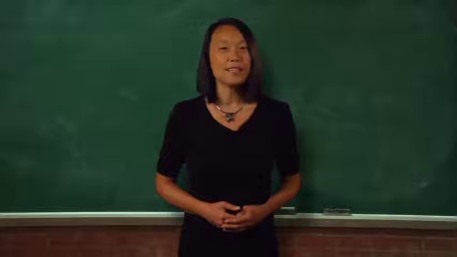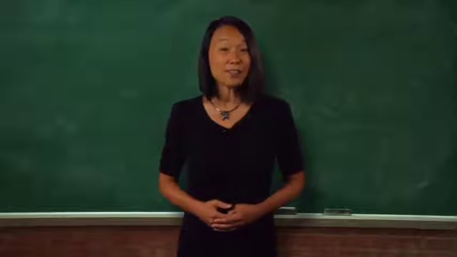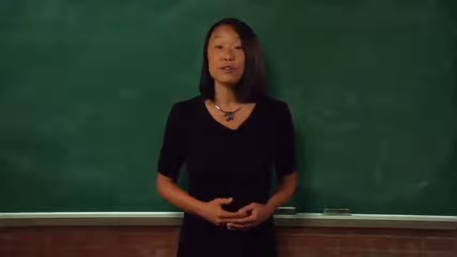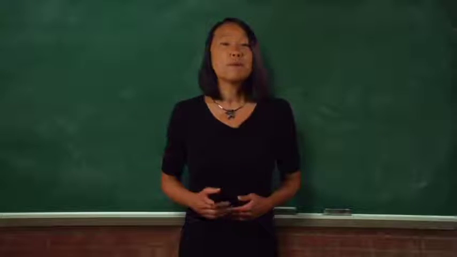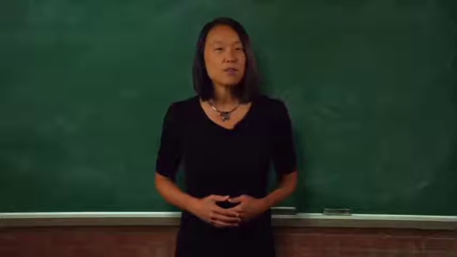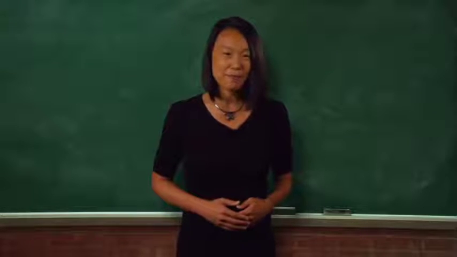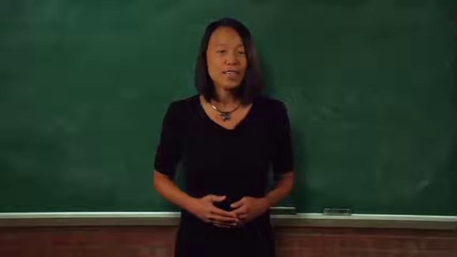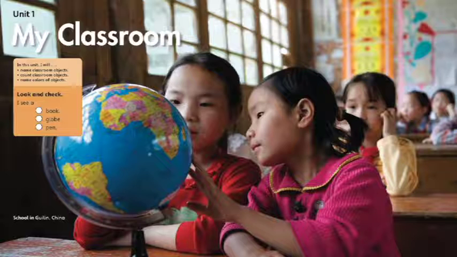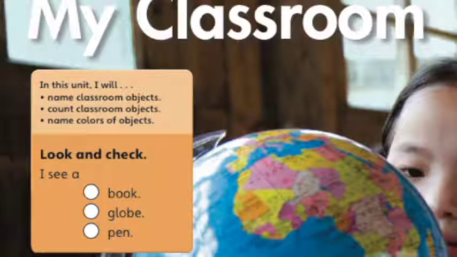Young learners should also learn how to self-assess. As a first step, start each unit by pointing out what your students will be able to do at the end of the unit. Our World lists the objectives in each unit opener. Take a look at the unit on My Classroom. It states, in this unit, I will name classroom objects, count classroom objects, and name colors of objects.